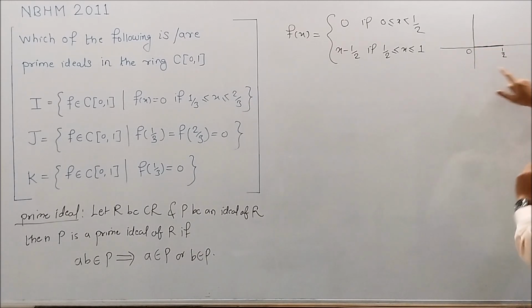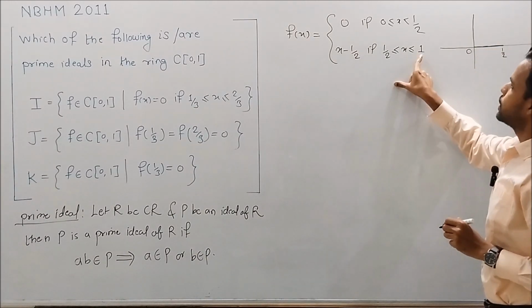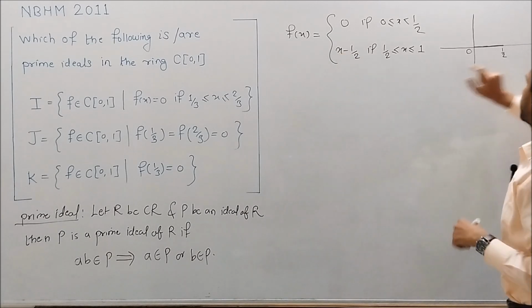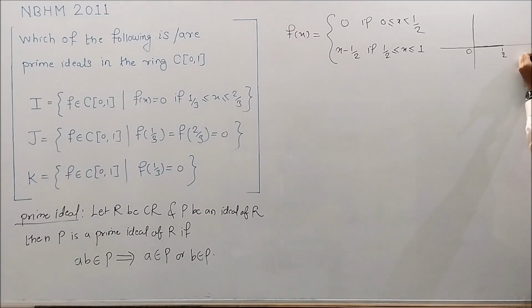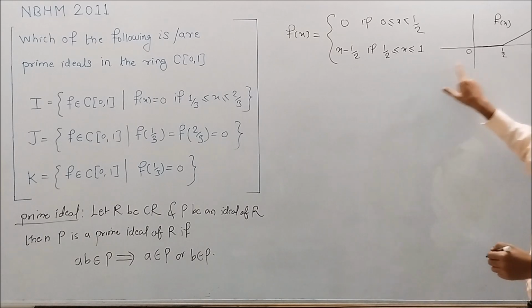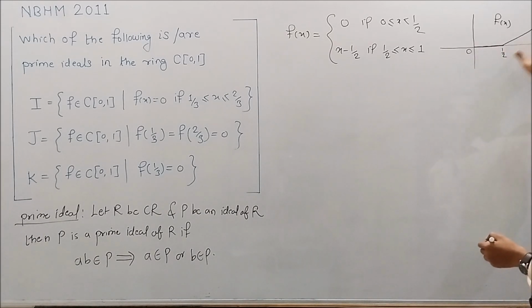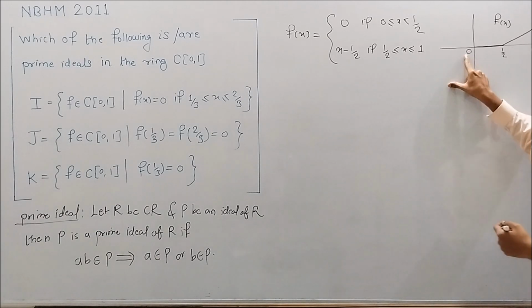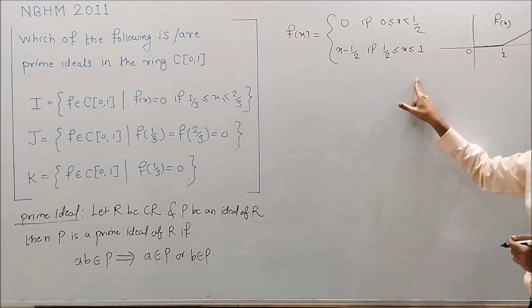At x = 1 it takes the value 1 − 1/2, that is 1/2. So its graph looks like this. This is the graph of f(x). From the graph we can see that it is a continuous curve, so it is a continuous function defined on the closed interval [0,1].